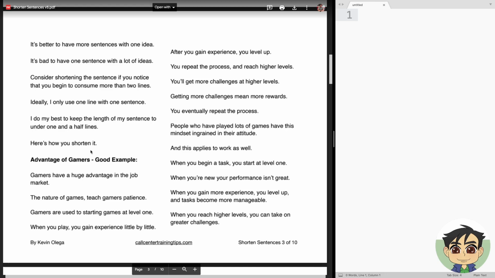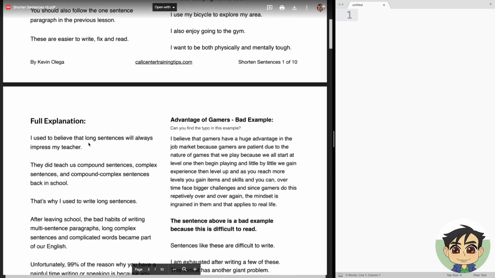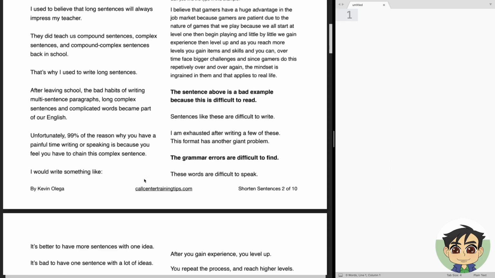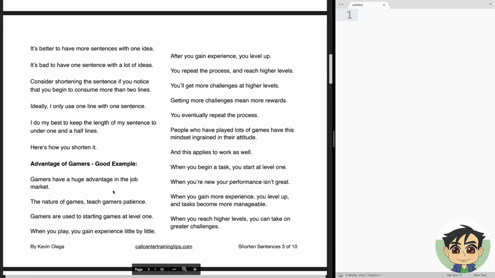So here's how you shorten it. So remember this long bullshit here. I believe that gamers have a huge advantage in the job market because blah blah blah. So this is a good example of the advantage of gamers. Gamers have a huge advantage in the job market. The nature of games teach gamers patience. Gamers are used to starting games at level 1.